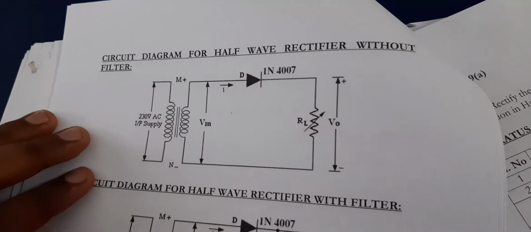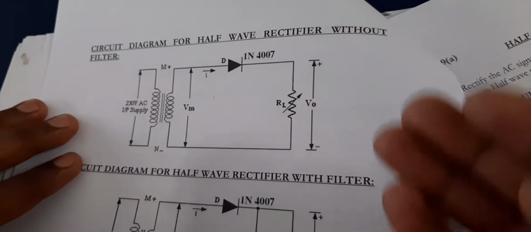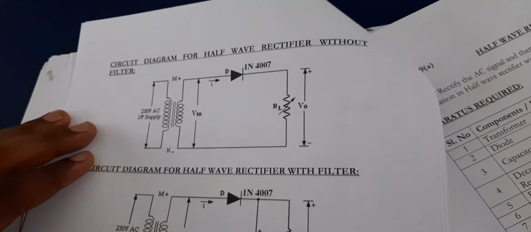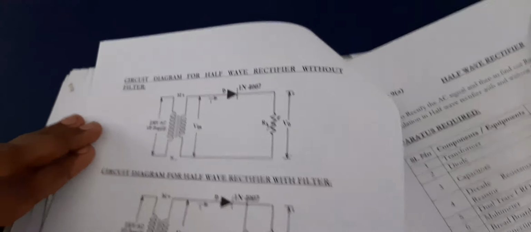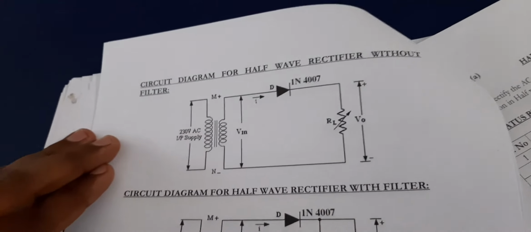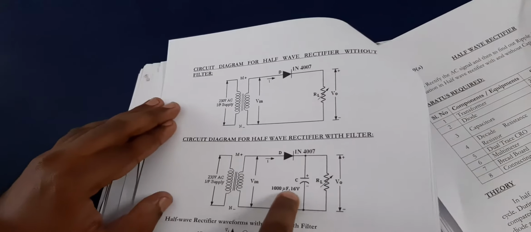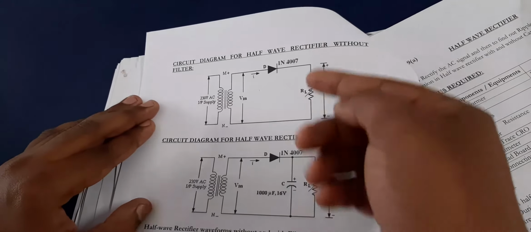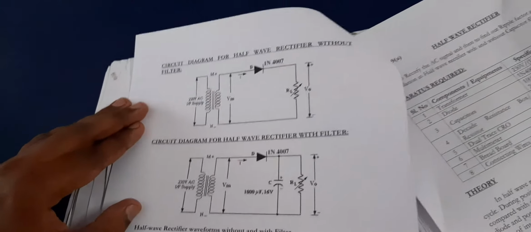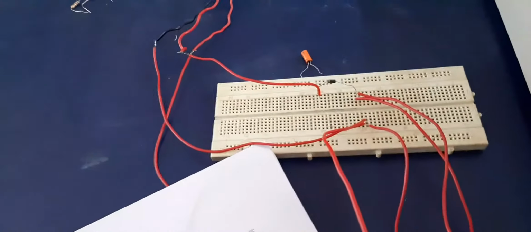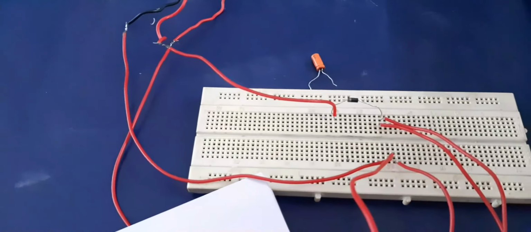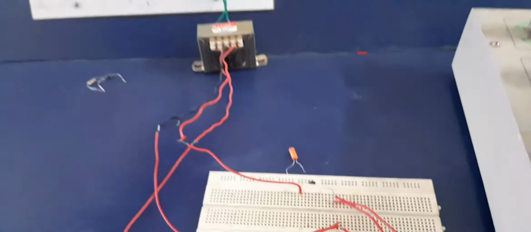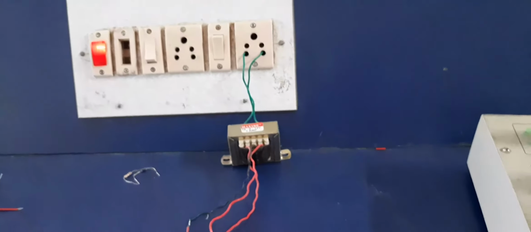There is not much difference between with filter and without filter. Without filter we are not going to use a capacitor. With filter, you can see that we are going to use a capacitor of 1000 microfarad, 16 volt, and without that capacitor it is without filter. I have connected the circuit for the half-wave rectifier without filter. Now we are going to vary the AC voltage and DC voltage.